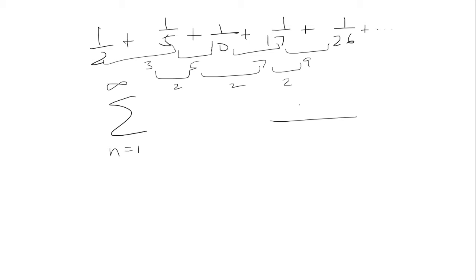So it may help to write it like this. For the first term you get 1/2, which I'm just going to only look at the denominator. So this will just be 2. When n is 2, the denominator is 5. N is 3, the denominator is 10, etc.